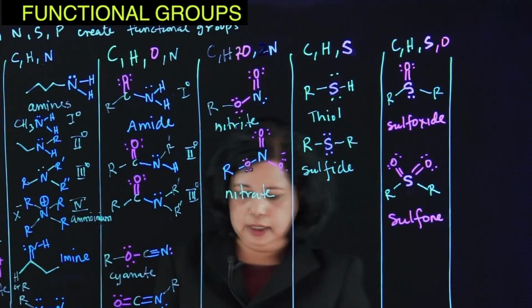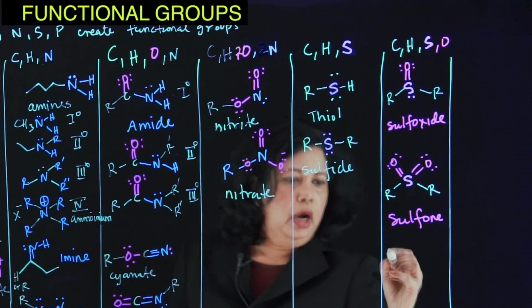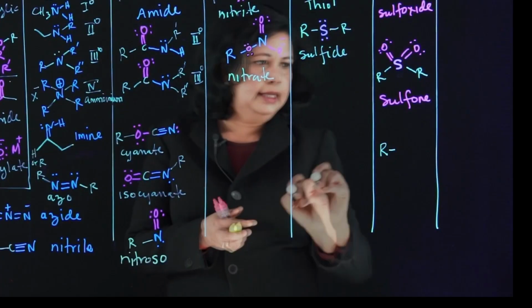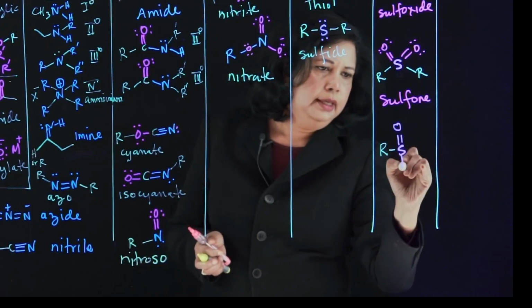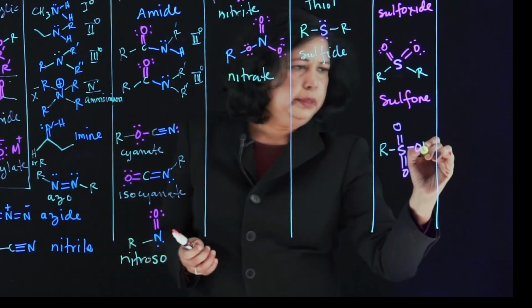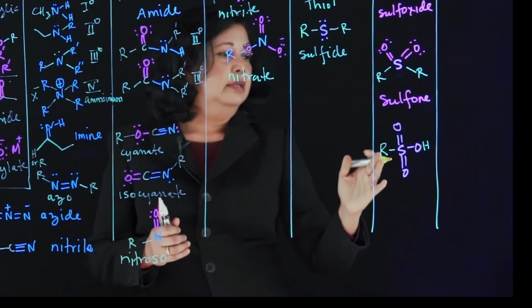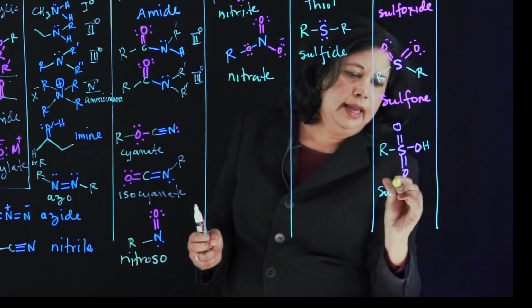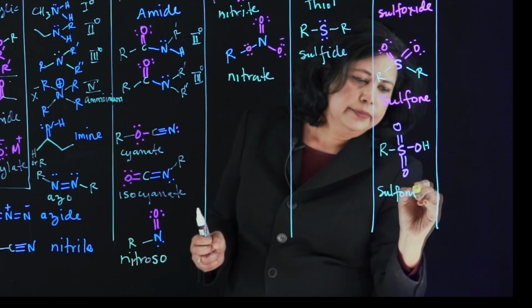Another popular one, with more hydrogens, is going to be RSO3H. So toluene sulfonic acid, methyl sulfonic acid, and so on, because this is like an acid, sulfonic acid.